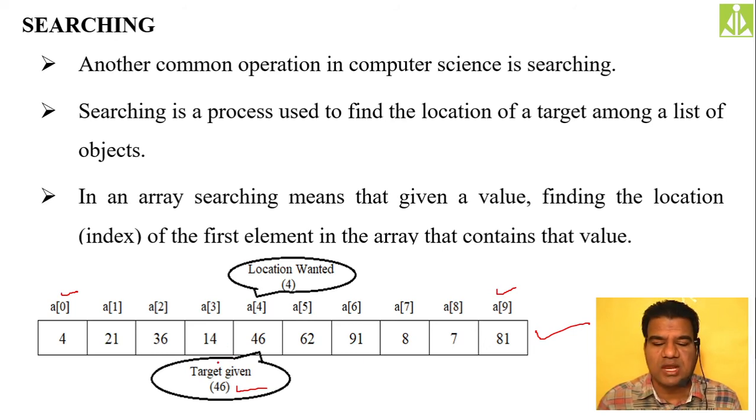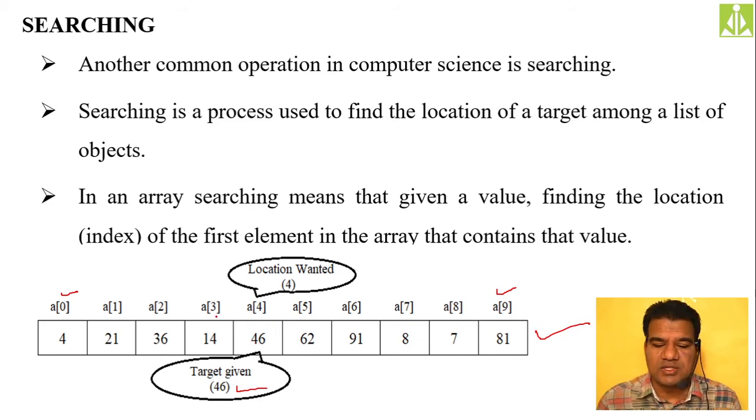At what location did we find the element? We found it at the fourth index value, that is the fifth location. So simply return that index value 4 as the output of your search operation. We print on the output screen that element 46 is found at the fourth index value, that is the fifth location in your list.